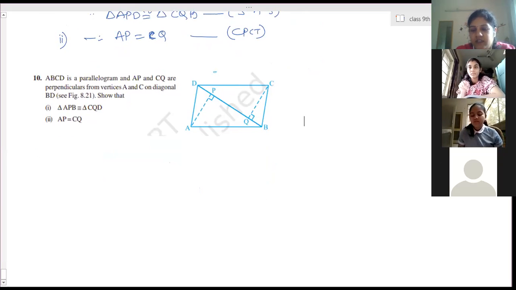Yes, Tejasvi? Angle APB is equal to angle CQD, each 90 degrees. Yes, right. AB is equal to CD, opposite sides of a parallelogram. Yes, right. And angle ABP is equal to angle CDQ, alternate interior angles, because AB is parallel to CD. Yes. Therefore, triangle APB is congruent to triangle CQD by AAS. Right. And therefore, by CPCT, AP is equal to CQ. Prove it.